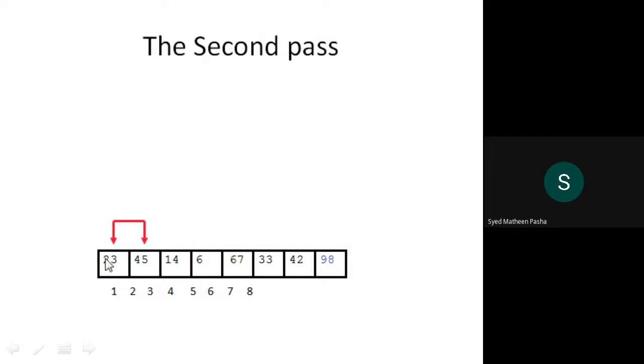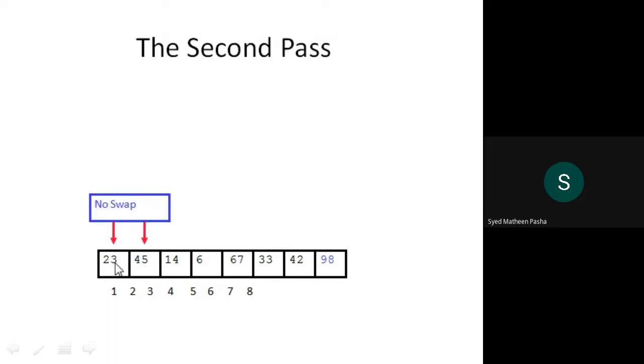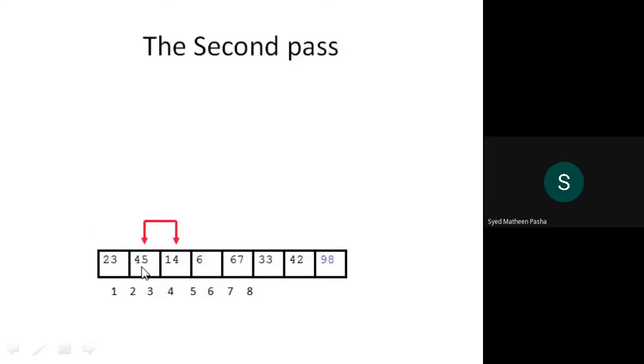Next, in the second pass, I will compare similarly the first two numbers. You can see, is 23 greater than 42? No. So I'm not doing swapping here because it is already in the correct condition, because 23 is lower than 45. Then I will check the next numbers. I should swap here, so these numbers will be swapped. That is, 45 should be shifted.